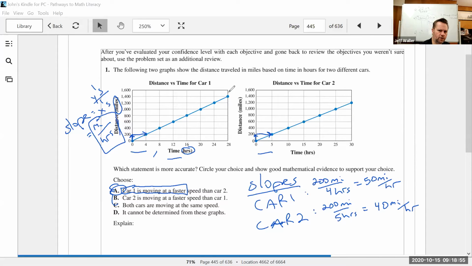But something to notice is car 1, well, actually you could tell right away, to be honest. I was hoping they would make this a little more suspenseful. Car 1 went further in less time, so you could pretty much tell right away, but oh well. So there's that connection between what a slope means physically and what it looks like graphically, mathematically, right? That's the connection I keep trying to make.